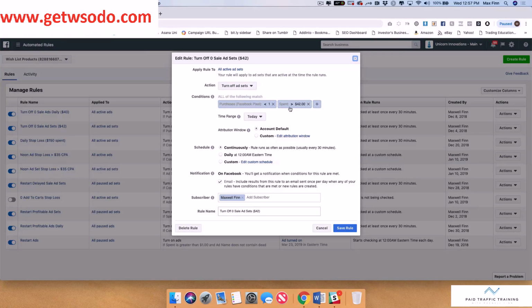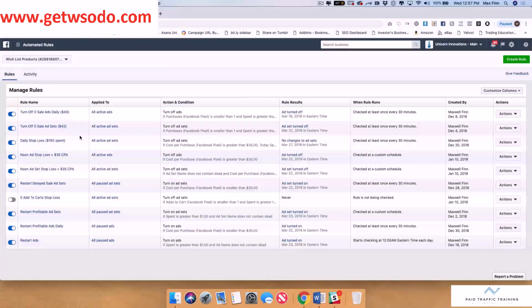Initially, I think it was $50, but we kept lowering it because we had enough winners. So essentially, if an ad set spends more than $42 without a purchase, we're going to turn it off. And this is going to run continuously. It's going to run today. I don't need a custom schedule, and this is good.